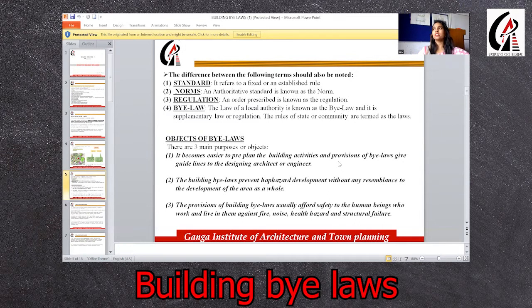Regulations can be changed as per the situation, the needs, and the demand of the people in a particular town or for a particular building. And the last one is bylaws. As per the previous point, the definition of bylaws is that the law of the local authority is known as bylaws. These are the laws, rules, and regulations that we have to follow as per the local law by the local authority of a particular town or city, we can say. These rules of a state or community are termed as laws.